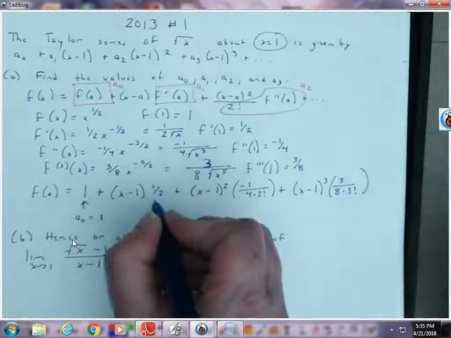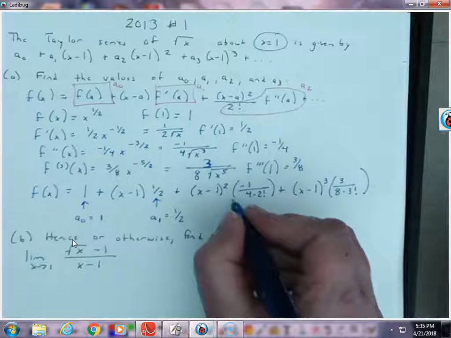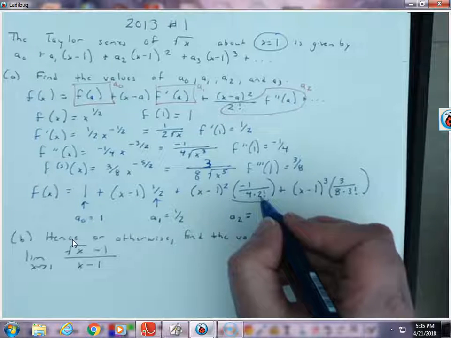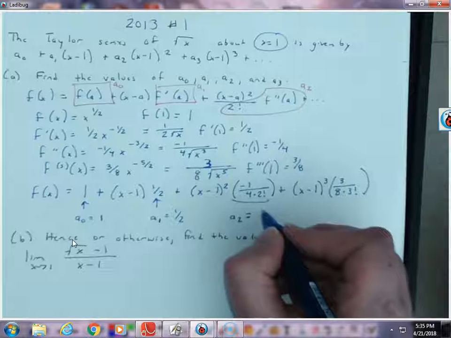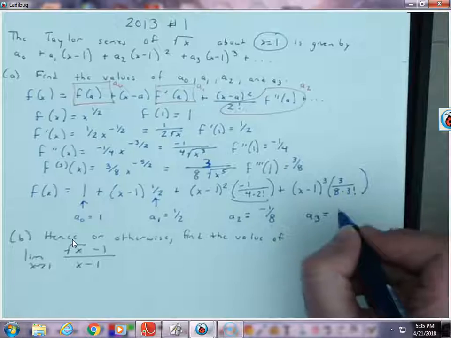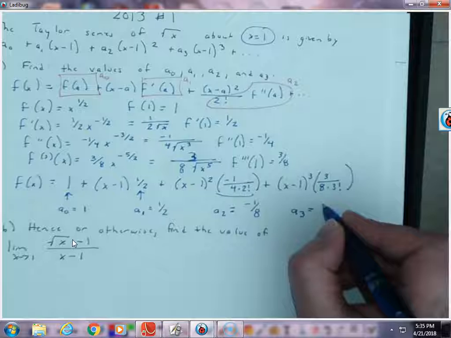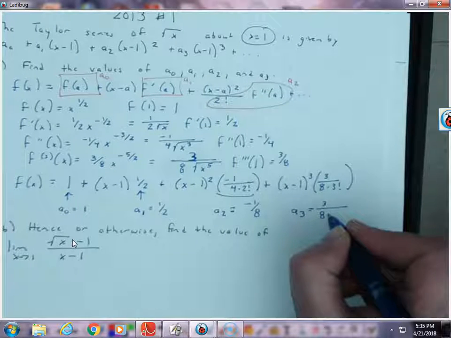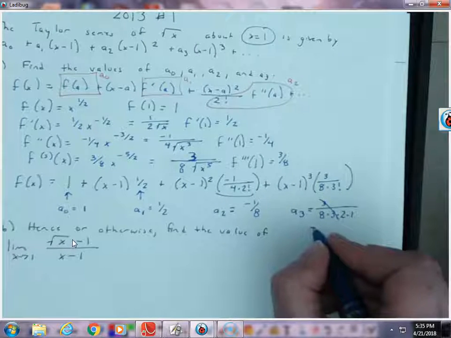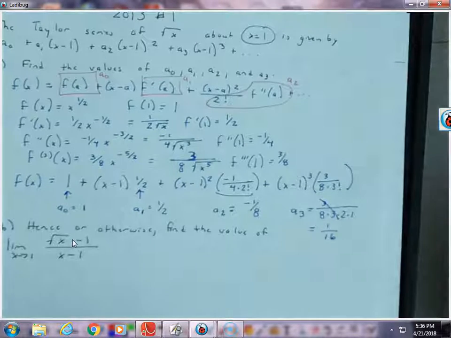So if we look, our a naught is 1, our a sub 1 is 1/2, this is our a sub 2, and 2 factorial is just 2, so this is just 4 times 2 in the denominator, so you would have negative 1/8. Your a sub 3, it's a little more to that, but you've got 3, and then this is 8 times 3 times 2 times 1, and you can cancel the 3's, and so then you would just have 1/16. Okay, and that's all they asked you to do.